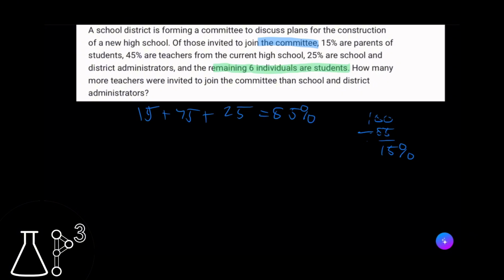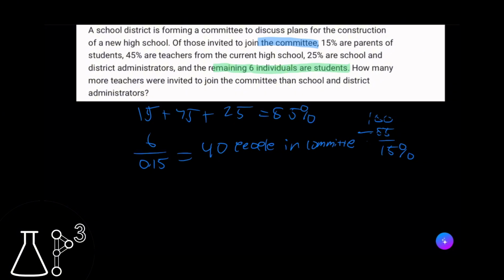So with this information given, I'm able to figure out how many people are in the actual committee. But how can I do that? Well, I'm given 15% and 6. If I do 6 divided by 0.15, that gives me 40. Therefore, there's a total of 40 people in the committee. And if I do 6 divided by 40, I'm going to get 15%. So the numbers correspond to each other.